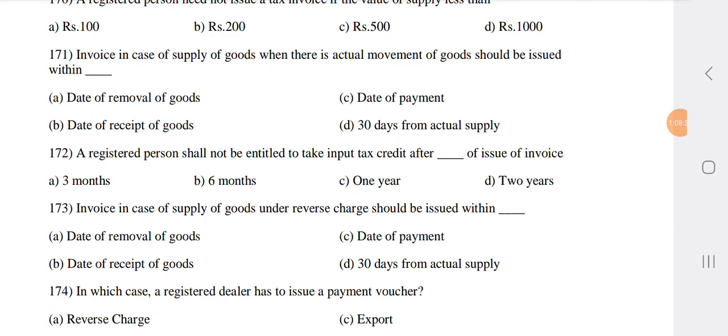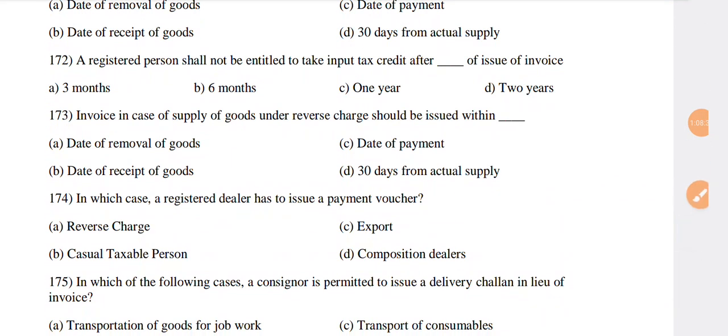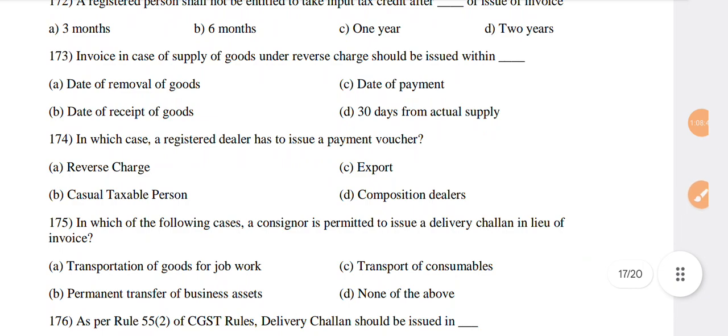Next question. A registered person shall not be entitled to take input tax credit after dash of the issue of invoice. Option A 3 months, option B 6 months, C 1 year, and D 2 years. The correct option is C. Next question. Invoice in case of supply of goods under reverse charge should be issued within dash. Option A date of removal of goods, B date of receipt of goods, C date of payment, and D 30 days from the actual supply. And the correct option is B.